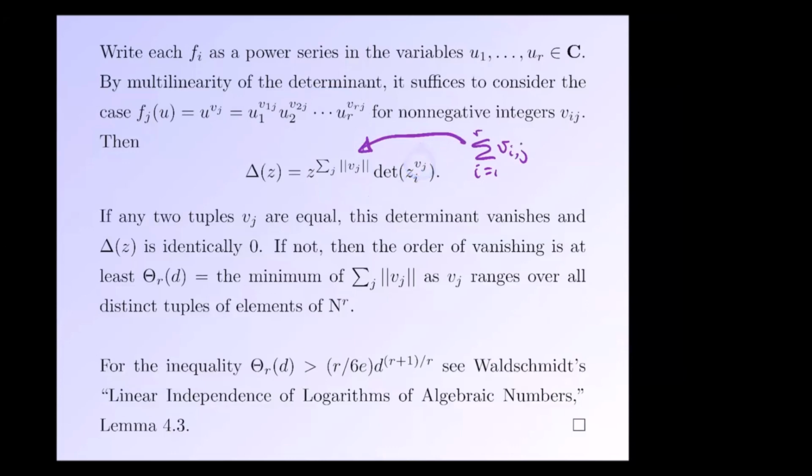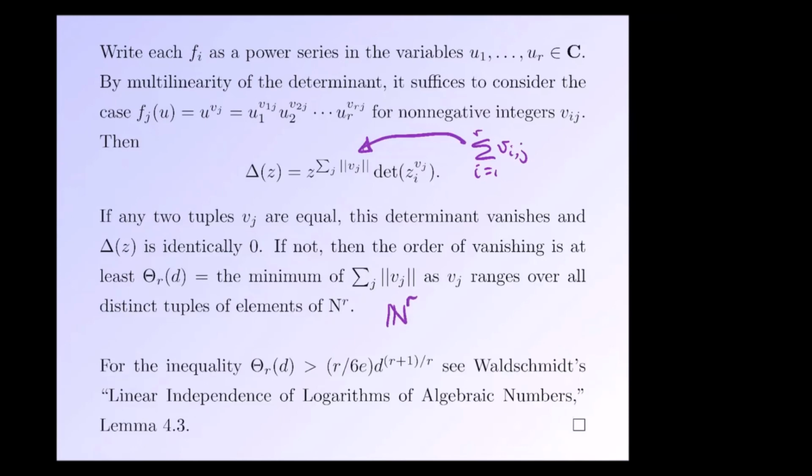Okay. So what is the definition of theta r of d? It's the minimum of this sum as vj ranges over all distinct tuples of N to the r. And this N, I apologize, should be a bold N. This is the natural numbers. And I mean the French natural numbers, not the American natural numbers, so starting including 0.